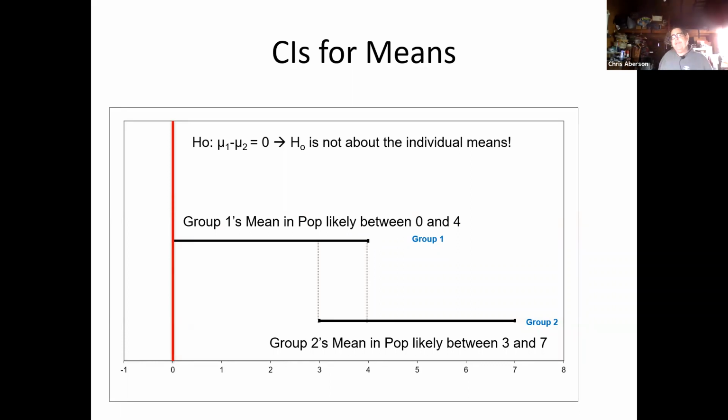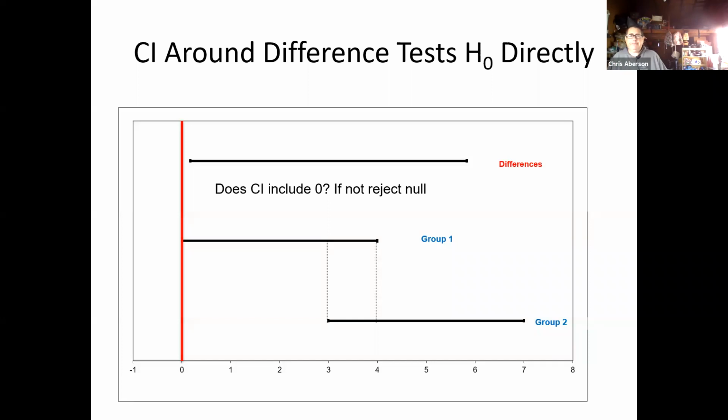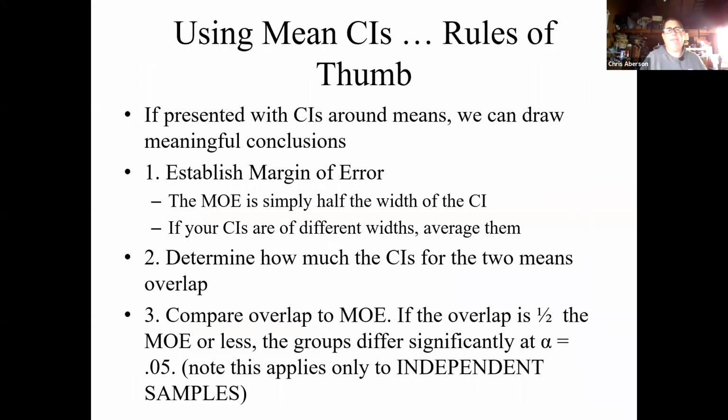So what do these confidence intervals tell us? Well, group one's mean is likely to be something between 0 and 4. Group two's mean is likely to be between 3 and 7. So it's just a confidence interval expressed in a different manner. The confidence interval around the difference tests the null hypothesis directly. You just ask, is 0 in this interval? It's less direct when you have individual means with their confidence intervals.